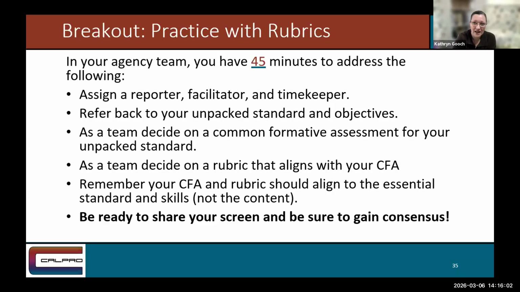Remember that we're not thinking of this in terms of testing for content or a specific topic in a unit. That CFA and the rubric should align to the essential standard and the skills. And once you have completed that, we'll be ready to share your screen, and then just make sure that we are working collaboratively. So we need to gain consensus.